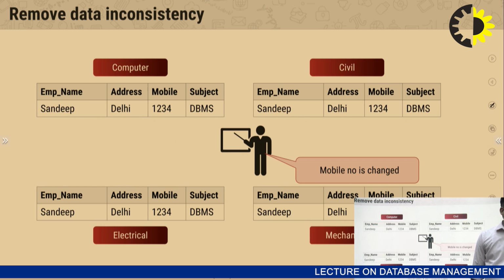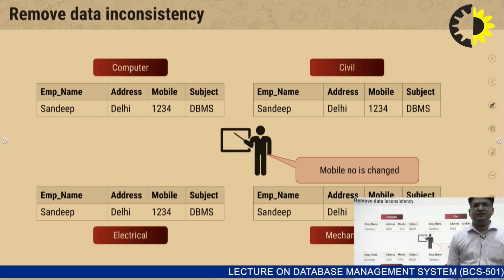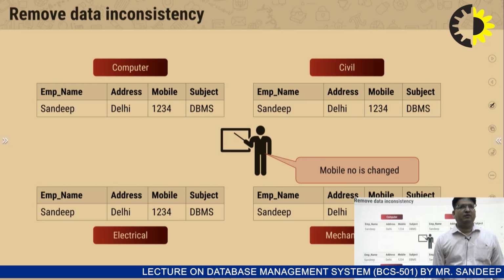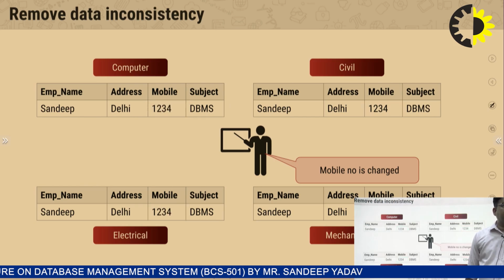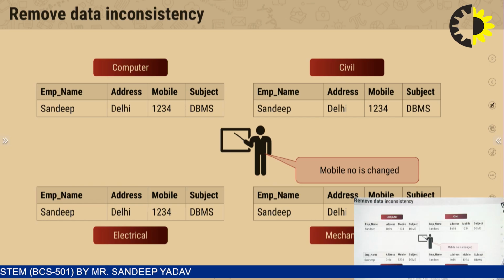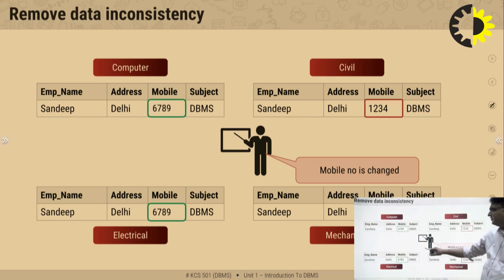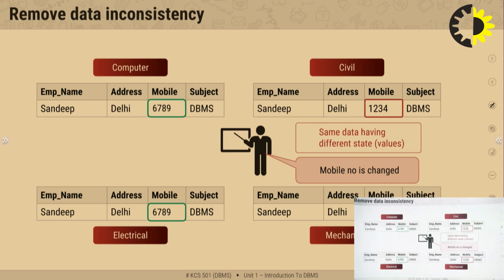Next is the removal of inconsistency. Inconsistency means the data is not in the correct state, is not up to the mark or updated one. See how it works. Now see here, the contact number of Sandeep is defined everywhere as 1234. Now the mobile number is changed from 1234 to 6789. 6789 has been changed at 2 places, but it has not been changed at all the places. So now the same value has a different state at different locations. So this creates the inconsistency.